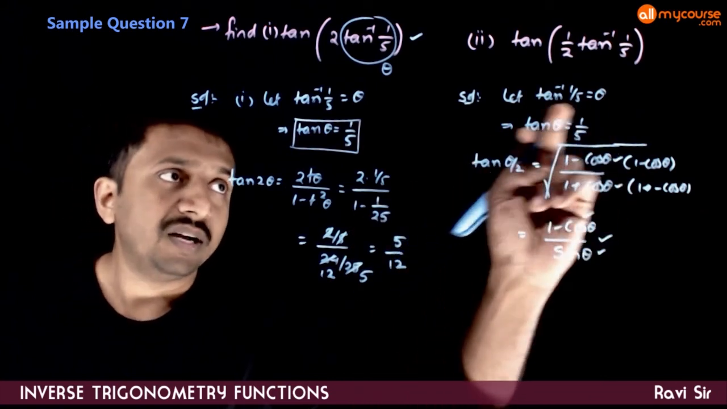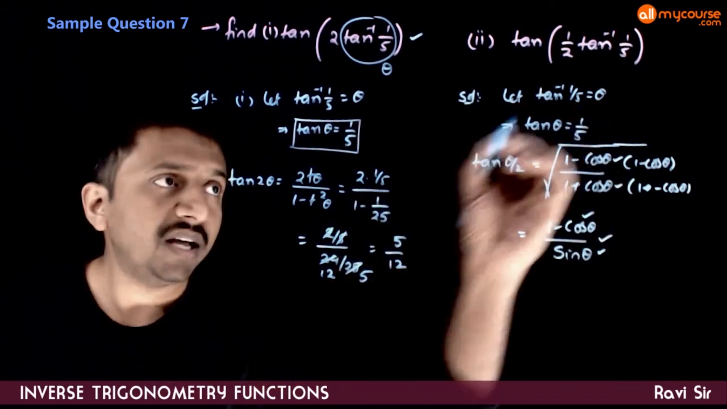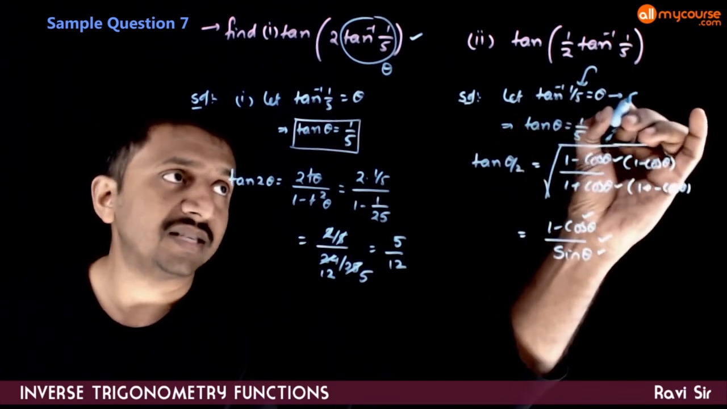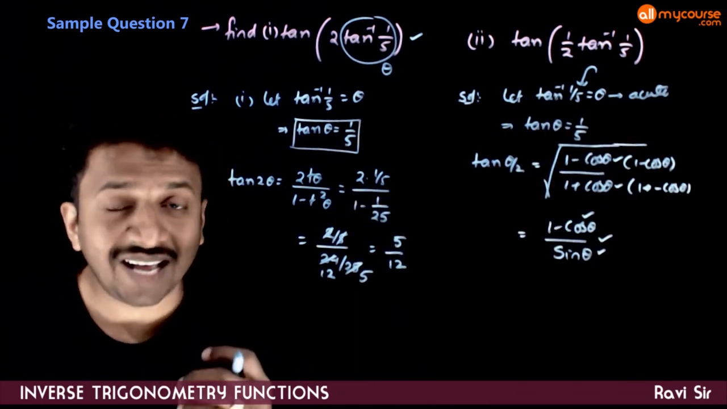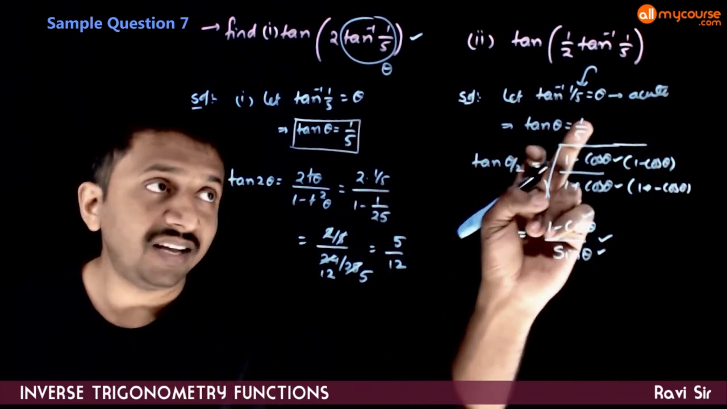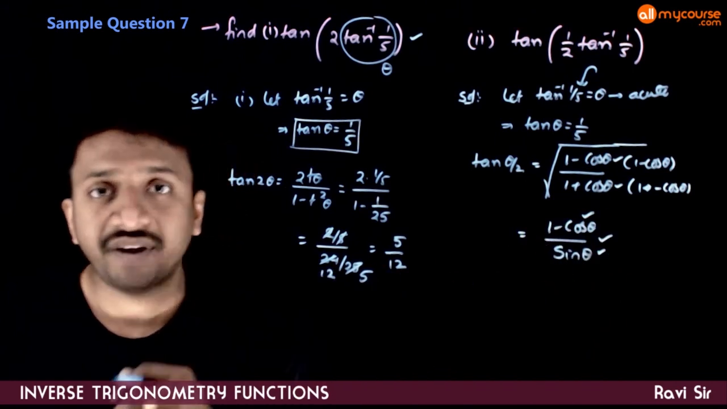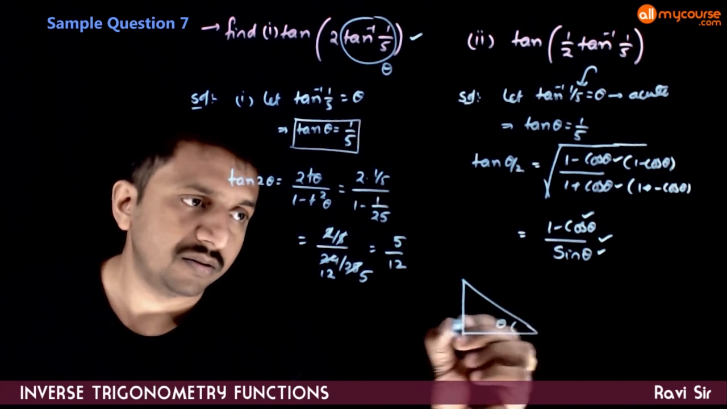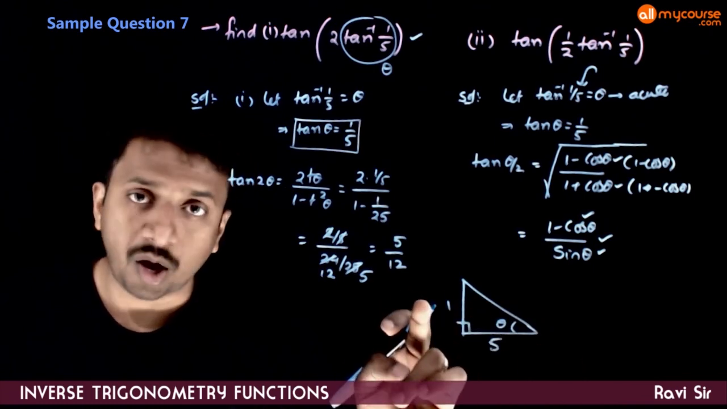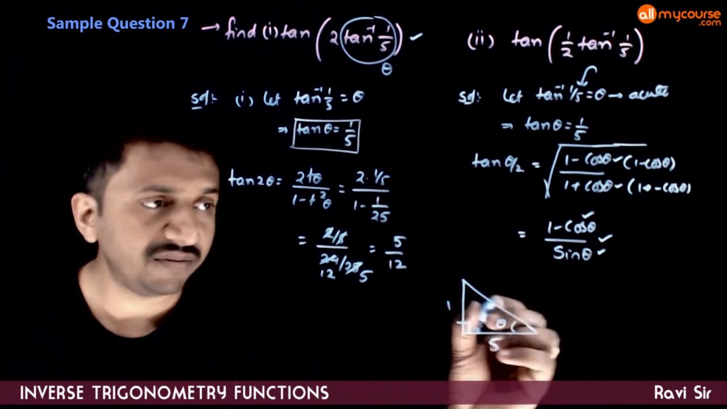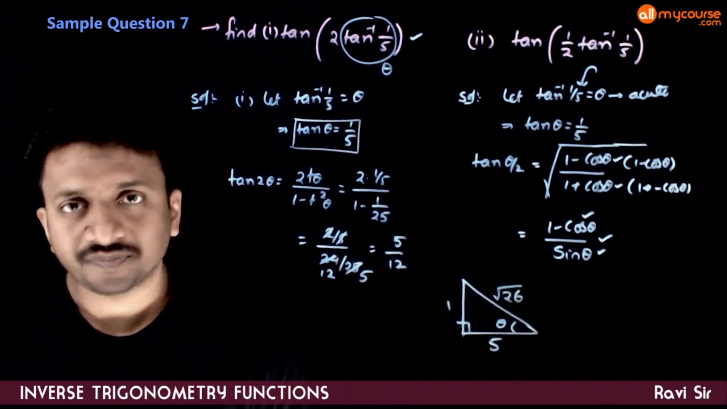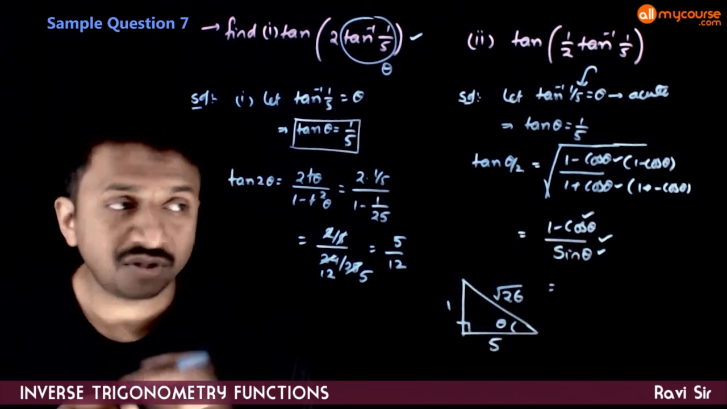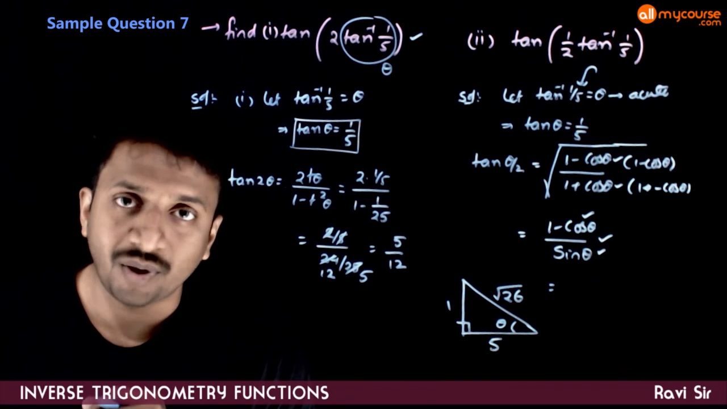Now tan inverse 1 by 5 is equal to theta. A positive number is going inside tan, so theta is acute, that is, theta is in the first quadrant. So tan theta is 1 by 5. You can very easily find cos theta and sin theta by the triangle method. Tan is 1 by 5, so opposite side 1, adjacent side 5, and the hypotenuse becomes root of 26. And cos theta and sin theta are positive, so you can directly use the positive values.